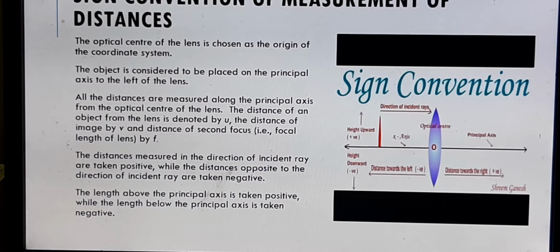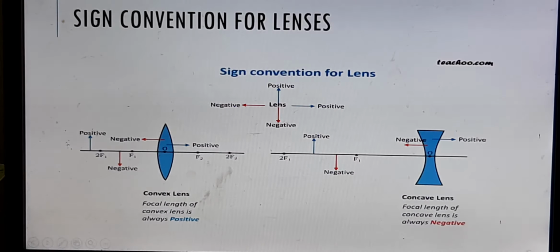Because whenever we solve numerical problems, we have to put in the correct sign, then only we will get the correct values. Okay. So now let us see the sign convention once again. You see here there is a figure shown. Lens. From the lens, if you are measuring towards the left side, negative. Towards the right side, positive. Upward, positive. Downward, negative. Okay.